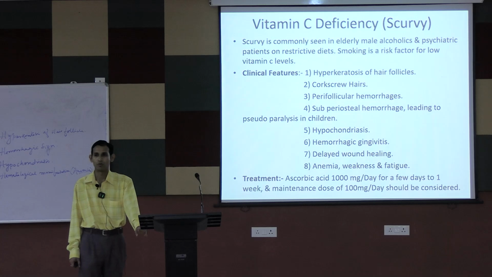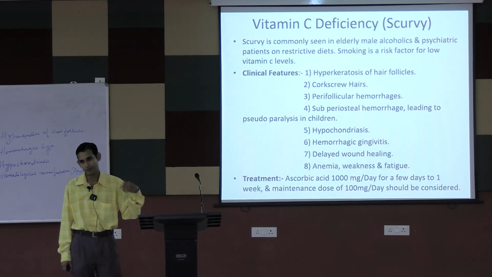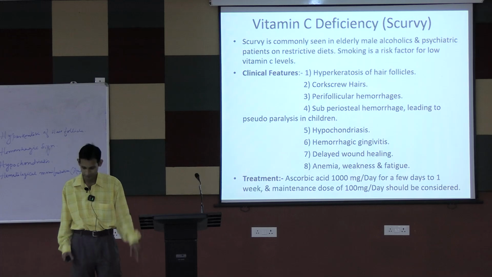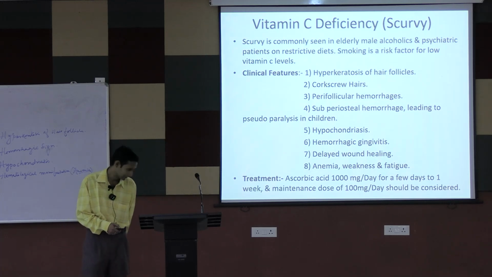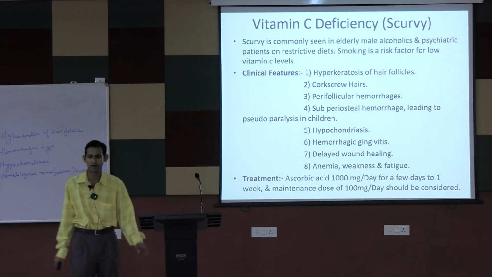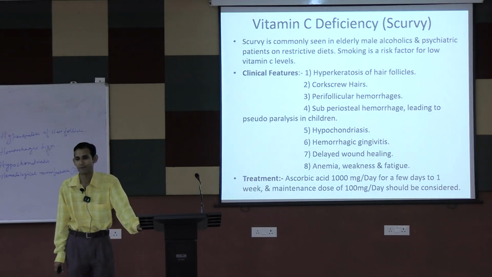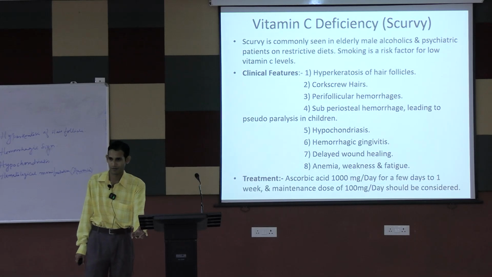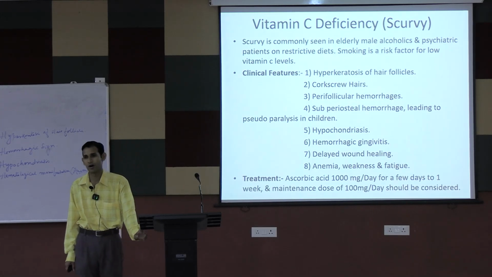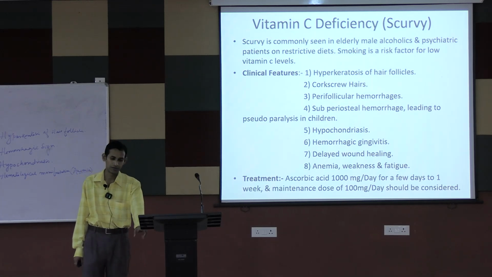Also there is a low vitamin C level, and it is usually corrected by vitamin C. If you treat with vitamin C, the condition responds rapidly. Most important, vitamin C is usually given 1000 milligrams per day for a few days to 1 week, and maintenance of 100 milligrams per day with vitamin C rich foods is given. What are the vitamin C rich foods? Mainly fruits, that is guava, amla, and also some other fruits and vegetables. You have to replace it with vitamin C rich food.